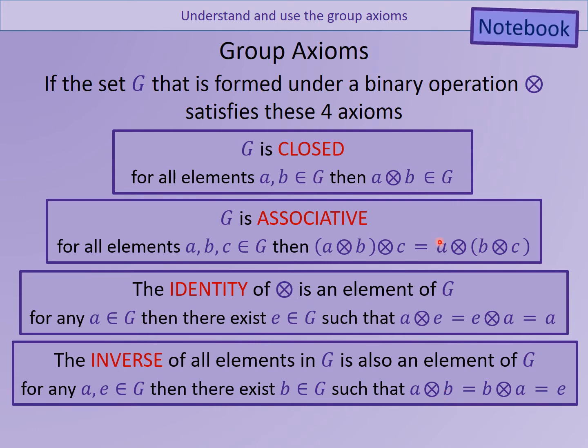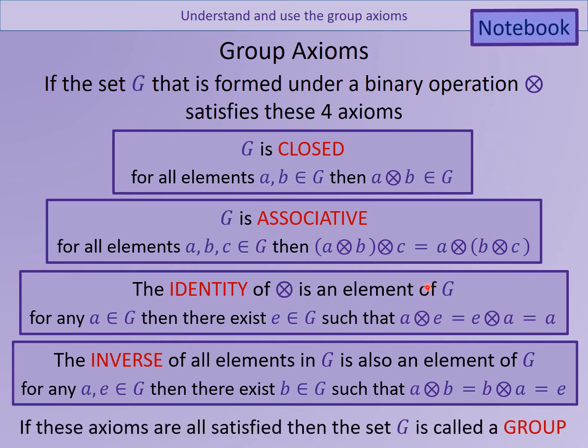Now, if each of those is satisfied, then that set G that's formed under the binary operation can be called a group. As long as it satisfies closed, associative, identity, and inverse, then you can say that that set G is called a group.